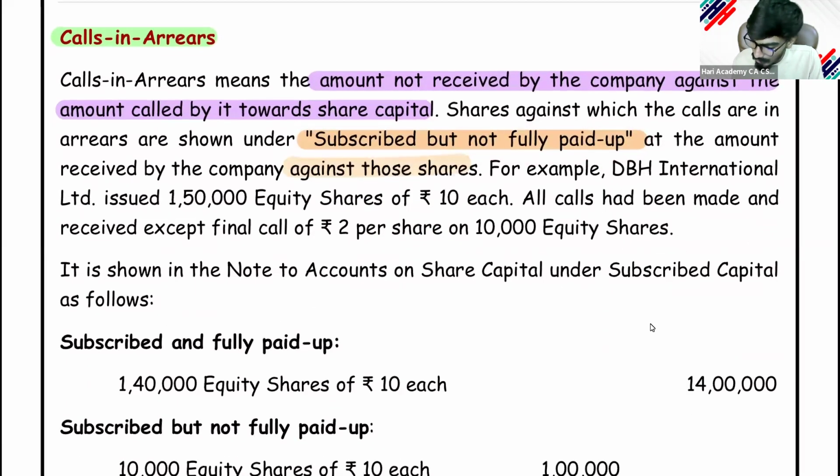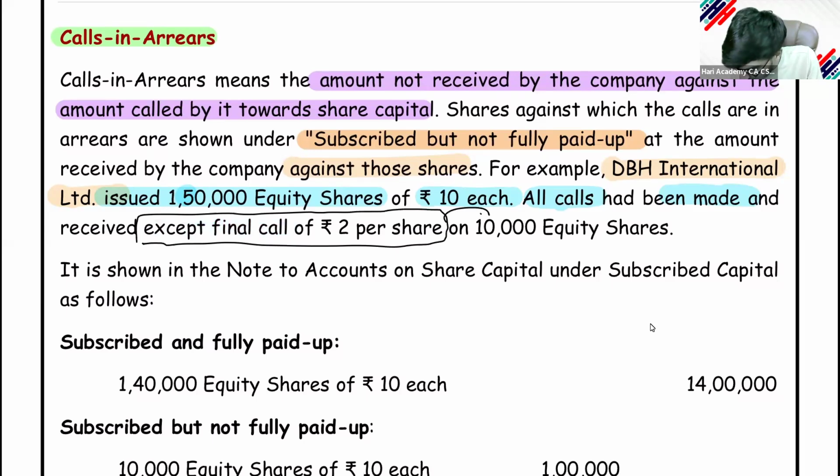For example, DBH International Limited issued 1,50,000 equity shares of rupees 10 each. All calls have been made, meaning application money, allotment money, first call, second call, everything has been made and received, except the final call. That's the point I want to make. Except a final call of 2 rupees per share on only 10,000 equity shares.